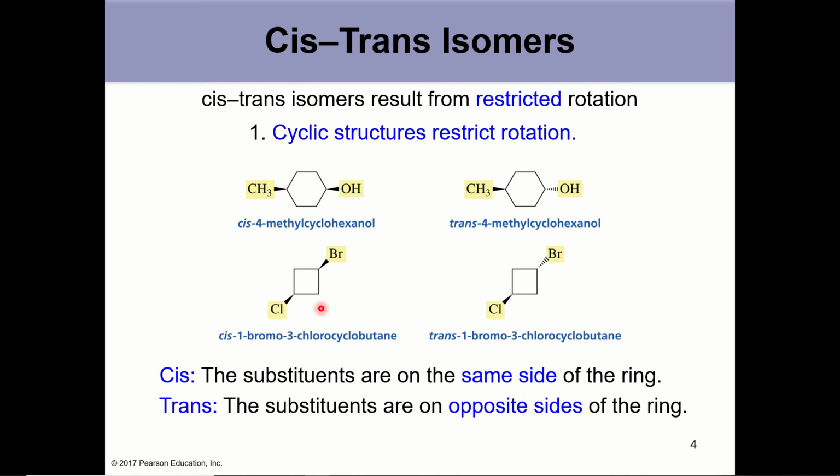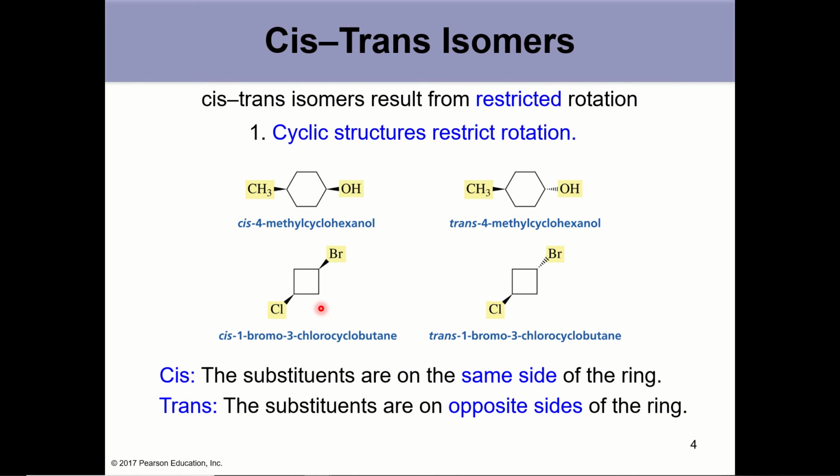So for cyclic structures with restricted rotation, we can define a cycle as having cis or trans isomers when there are two substituents. All right, so the cis-trans designation is dependent on there being two substituents. If there are more than two substituents, then we can't use the cis-trans designation any longer.